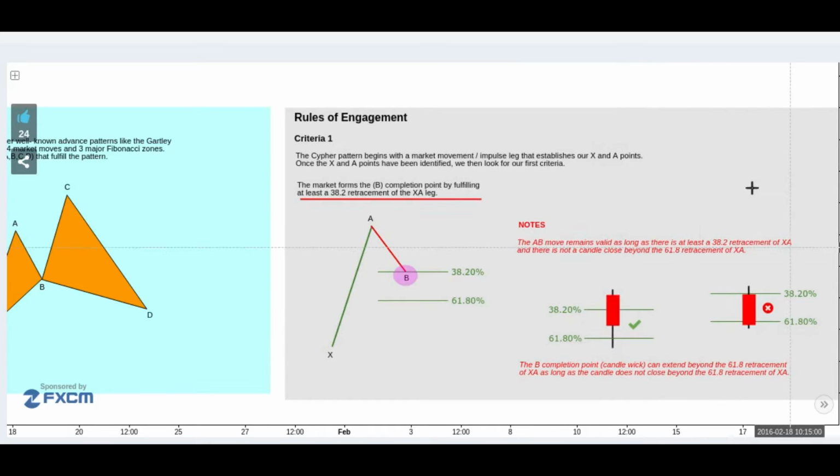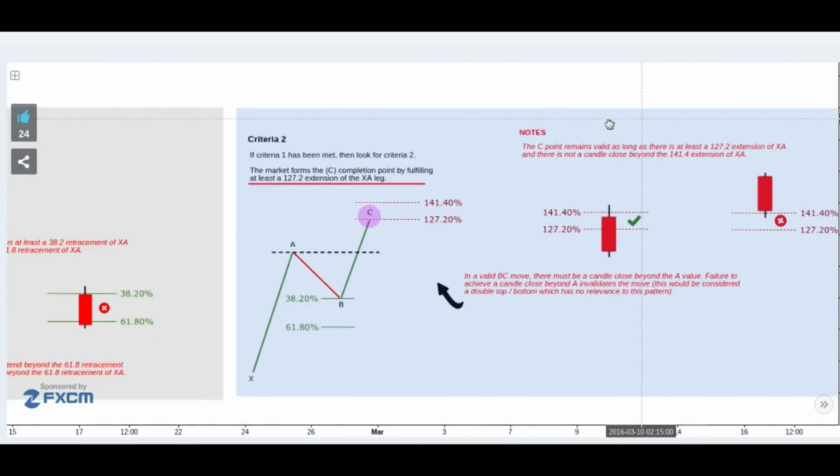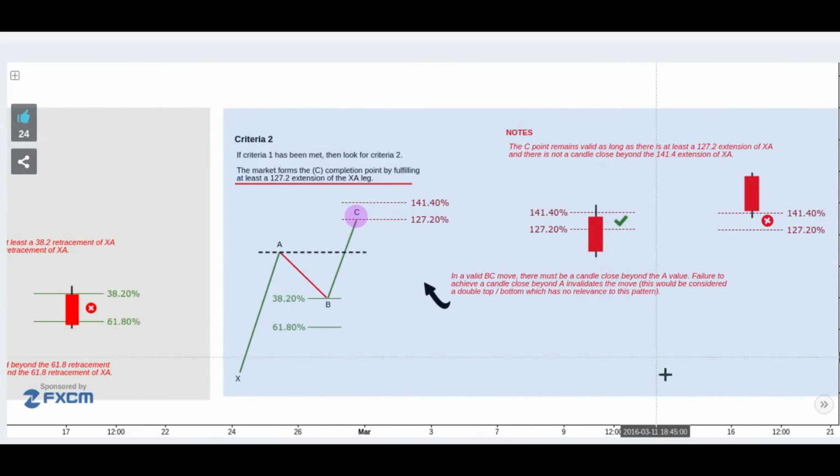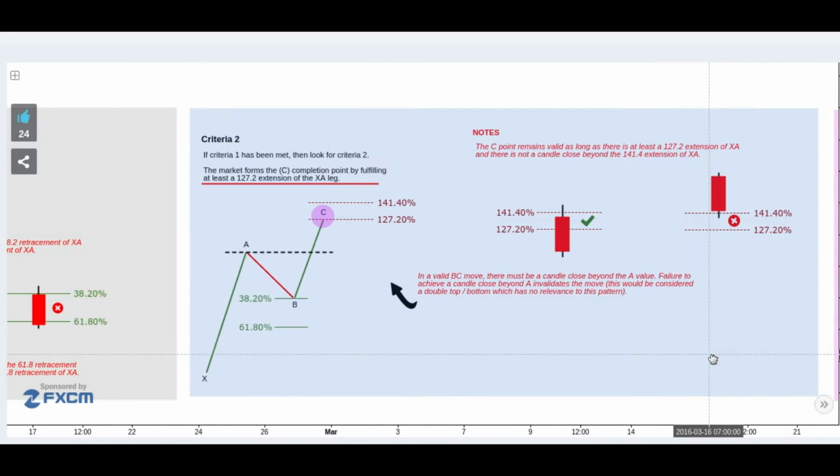Criteria 2. If criteria 1 has been met, then look for criteria 2. The market forms the C completion point by fulfilling at least a 127.2% extension of the X to A leg. Note: the C point remains valid as long as there is at least a 127.2% extension of X to A and there is not a candle close beyond the 141.4% extension of X to A.